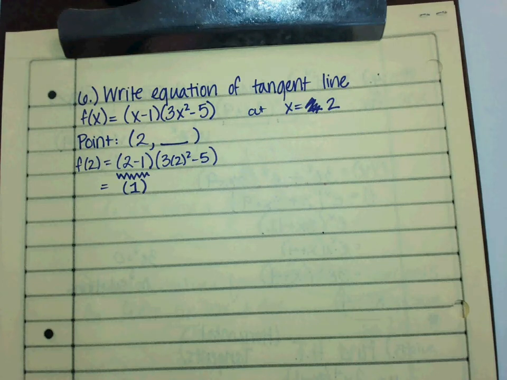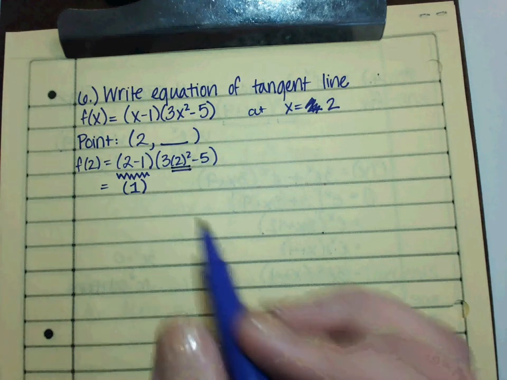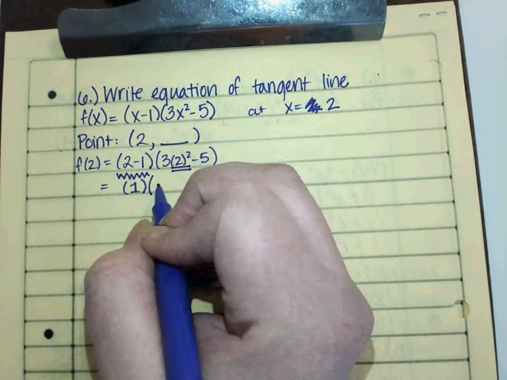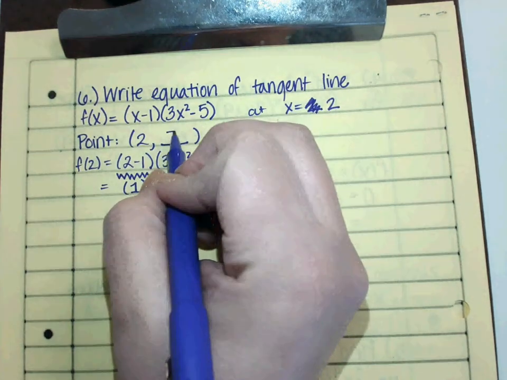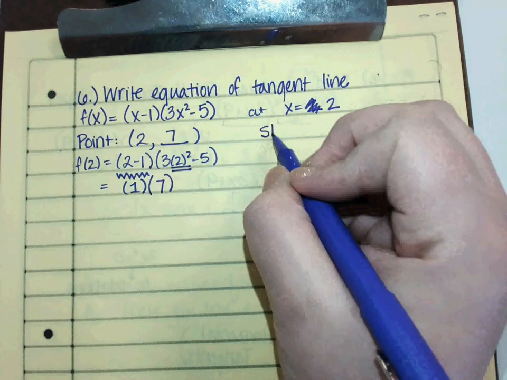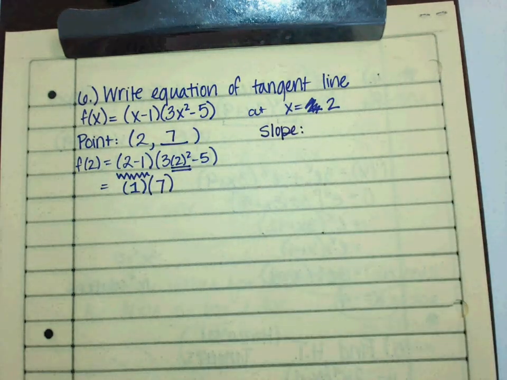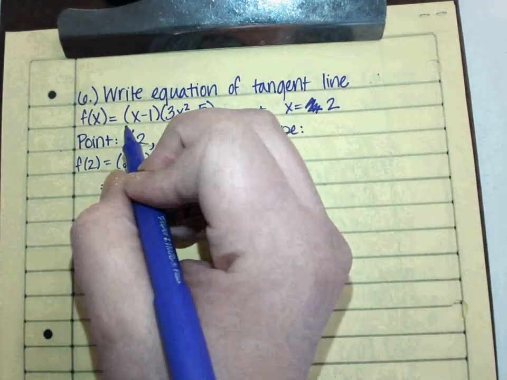All right, ready? 2 squared, what is it? 4 times 3 is? 12 minus 5 is? 7. 1 times 7, y value is? 7. Okay, next I need a slope, and to take the slope, I need what rule? I need the product rule. Very good. So, my derivative, this is what we learned yesterday.